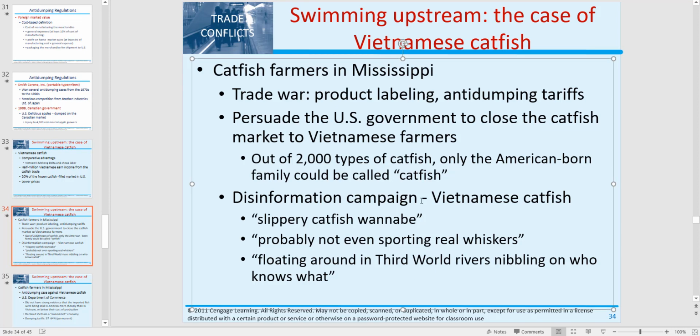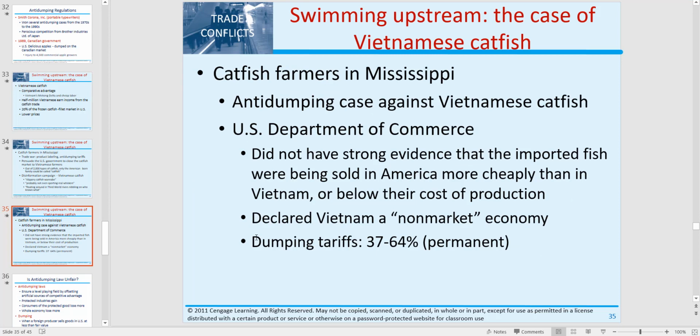They also engaged in a disinformation campaign. So, for example, running ads calling the Vietnamese catfish slippery catfish wannabe, probably not even sporting real whiskers, floating around in third world rivers nibbling on who knows what. And they moved to an anti-dumping case against Vietnam catfish, saying that they were selling it much lower in the US than at home. So what was the conclusion?